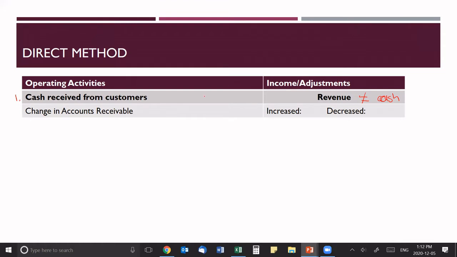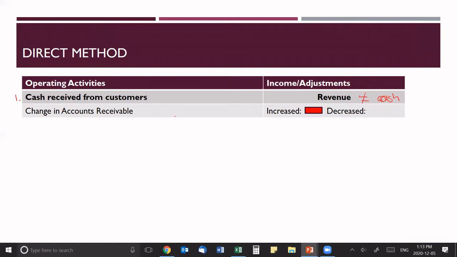Okay, so if your accounts receivable increased from the prior year, right? So if it's higher than the prior year, that means you didn't get the cash, right? Because if accounts receivable went up, that means you didn't collect the cash. So you would have to subtract any increases from the current year and prior year from the revenue account in order to get the actual cash received from customers.